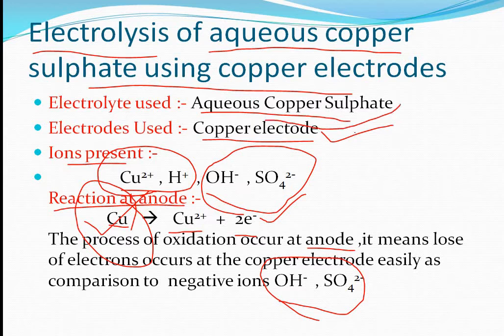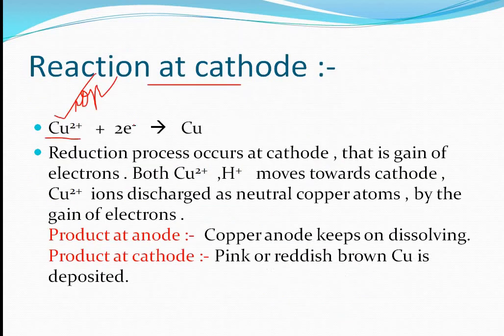So that aqueous copper sulfate solution will be converted into Cu2+ and SO4 2- ions. The Cu2+ ions from the copper sulfate will migrate towards the cathode, gain 2 electrons from the cathode and be converted into copper metal or copper atoms. That is the reduction process, because reduction is the gain of electrons. Both Cu2+ and H+ can move towards the cathode, but Cu2+ is discharged as neutral copper atoms first.